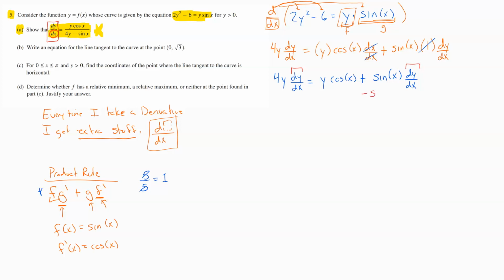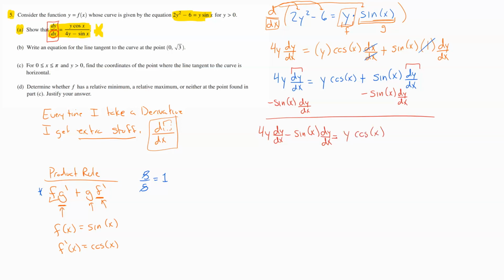So I'm going to start by just moving this sine x dy dx over to the other side, subtract that over here. And out of there, we'll get 4y dy dx, excuse me, minus the sine of x dy dx. And then all of that is just going to equal the y times the cosine of x.